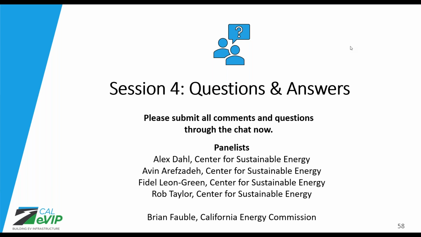Question for Avin in regards to the application again. One application for one address site. However, they need a little bit more clarity. There are multiple EV locations within the same address, for example, a really large parking lot. How does that work?